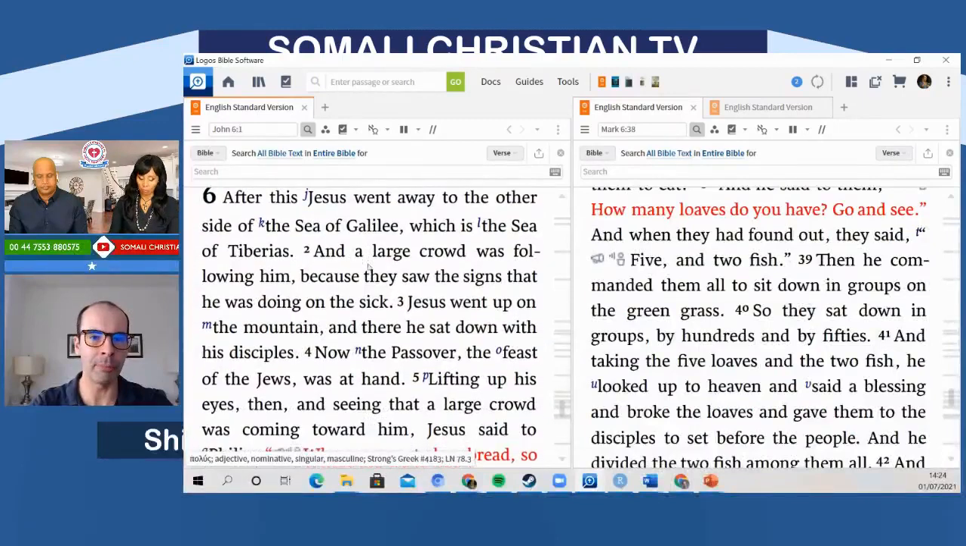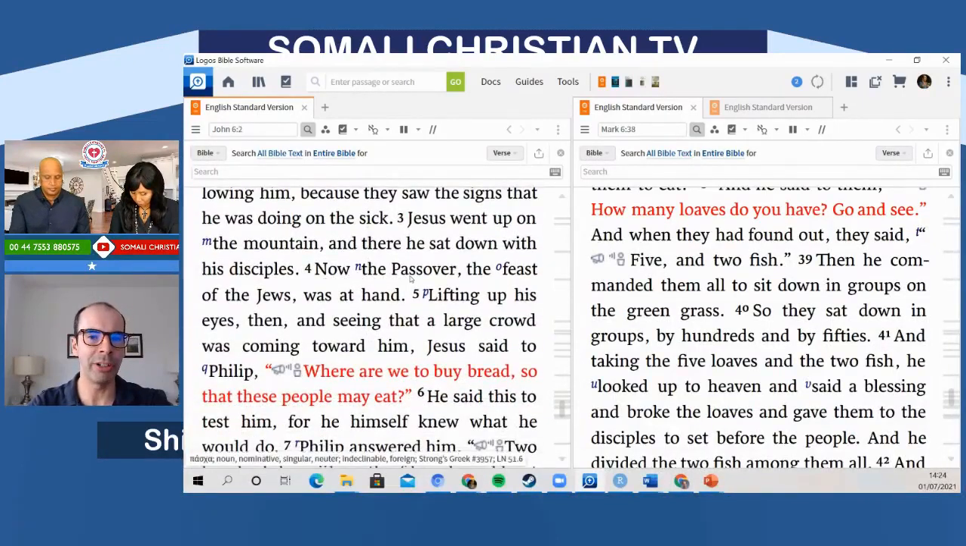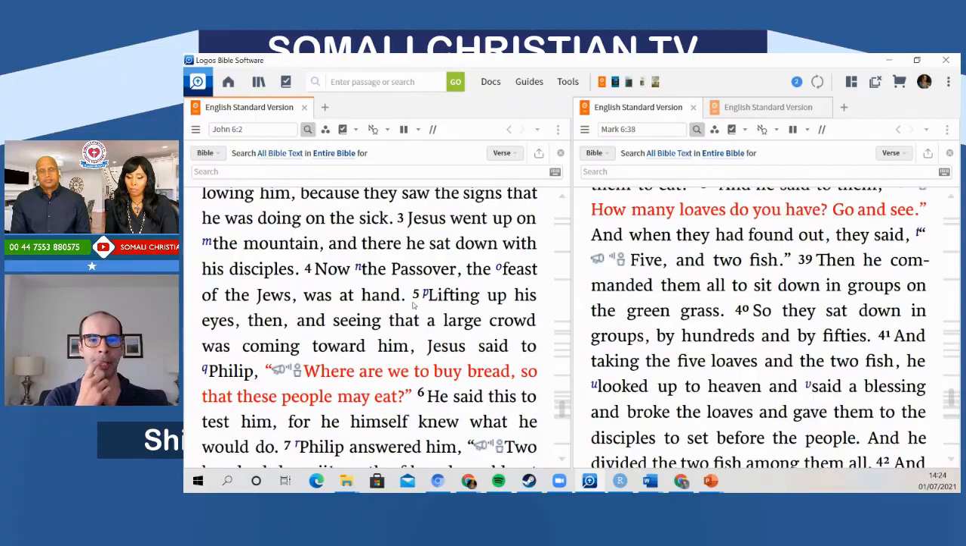Look at verse 4. Now, the Passover, the feast of the Jews, was at hand. Now, John doesn't mention the people coming and going and the fact that they had to go to the desolate place because they couldn't find leisure to eat. John doesn't give us that detail. And John also doesn't mention the green grass, but he does give us the explanation for those features of Mark, namely the Passover feast was near.